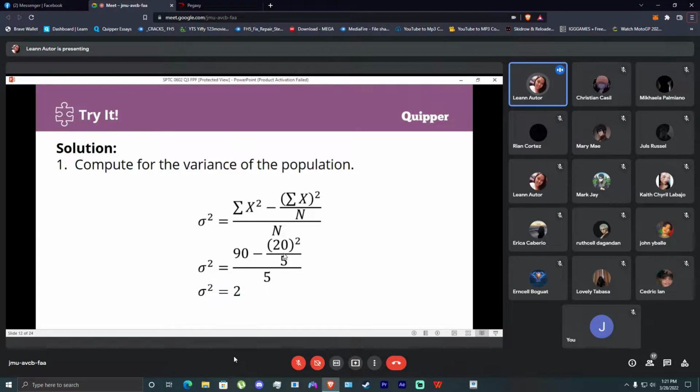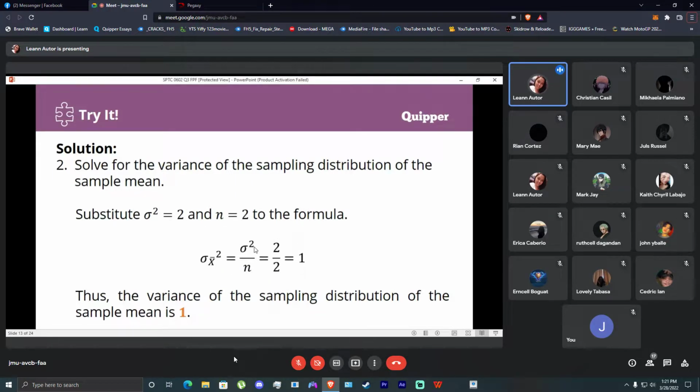Given formula again, which is the variance of the sampling distribution of the sample mean is equal to the population variance over the sample size. So in the previous slide, we solved for the population variance, which is equal to 2, and then the given sample size is 2 also. That's why our variance of the sampling distribution of the sample mean is equal to 1. Ma'am, where did that 1 come from as n is equal to 1, ma'am?